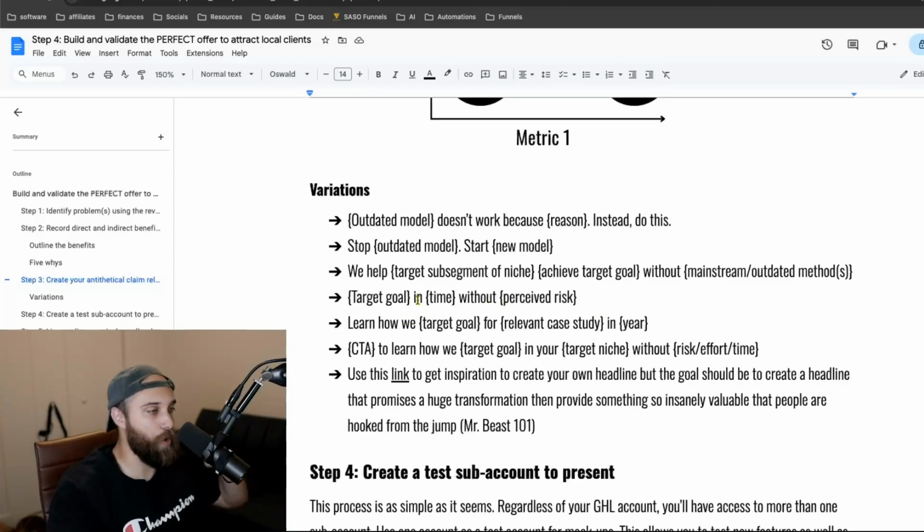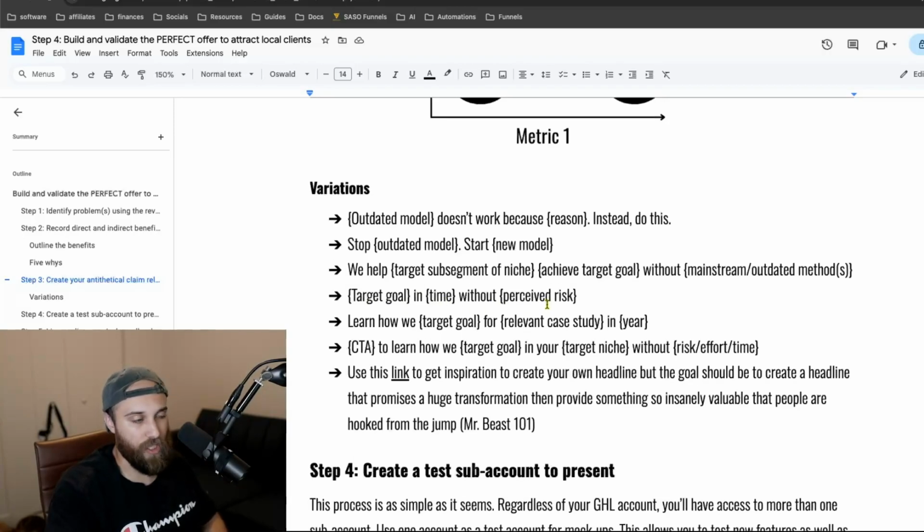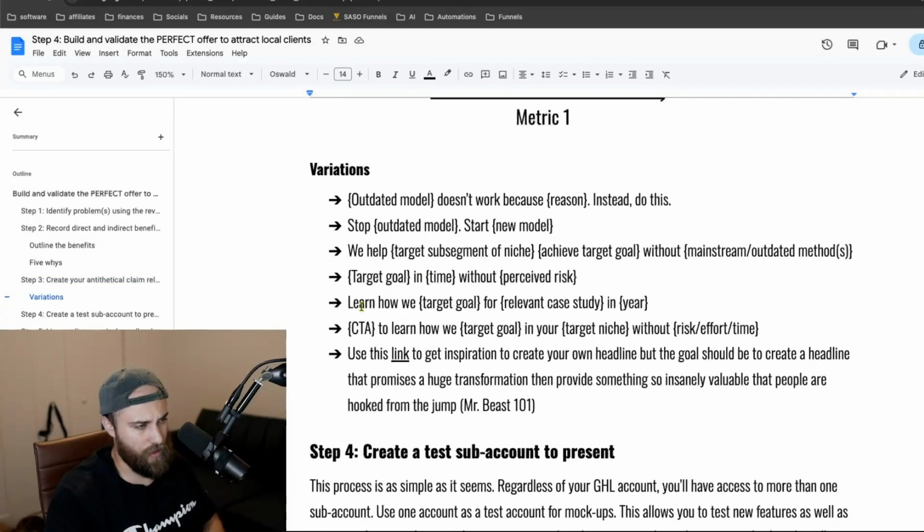This is a really big Hormozi one, right? Lose 15 pounds in 4 weeks without going to the gym, right? And I'm trying to use different analogies or different industries, right? Learn how we made $11,000 using a database reactivation in 2024.